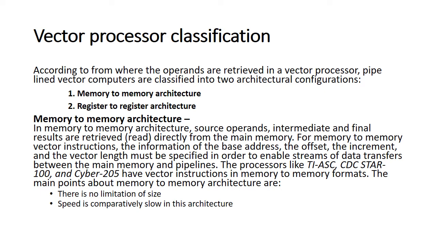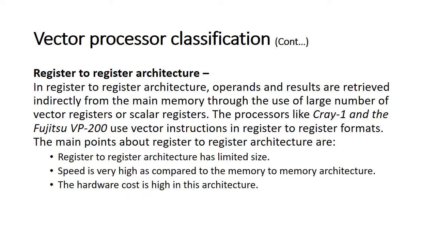The main points about memory to memory architectures are: first, there is no limitation of size, and second, speed is comparatively slow in this architecture. And then the register to register architecture of vector processors.